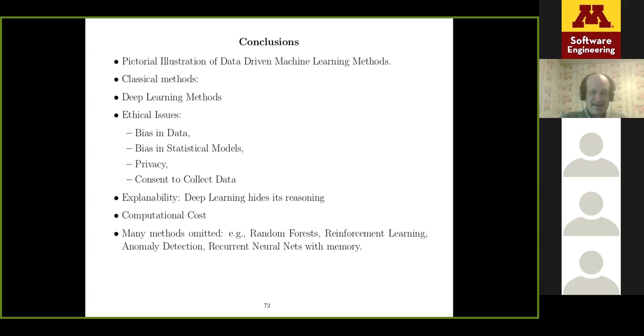I didn't say anything about other issues with the data regarding privacy or consent to the collected data. For instance, even if you don't have access to the data, if you're given the model that is this neural network, could you use that to recover some private information from the data? I said something about explainability. The computational cost is something I haven't talked about.